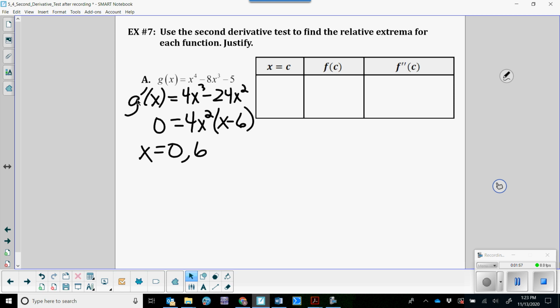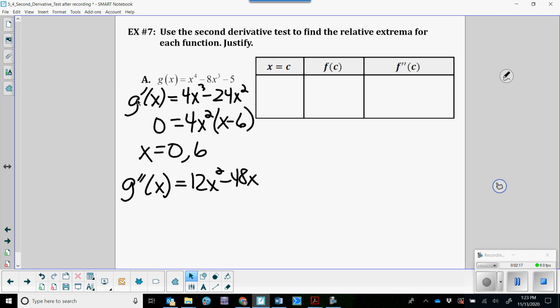Okay. Now I need to do the second derivative. Or actually, I don't need to do the second derivative yet. Well, yeah, we need to do the second derivative. Then I'll show you what we're going to do with it. Okay, so the second derivative is 12x squared minus 48x. Very good. Okay, so that's the second derivative.